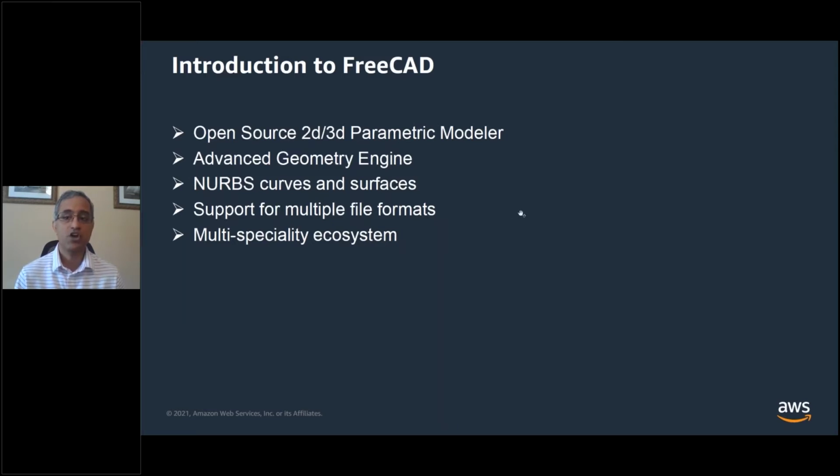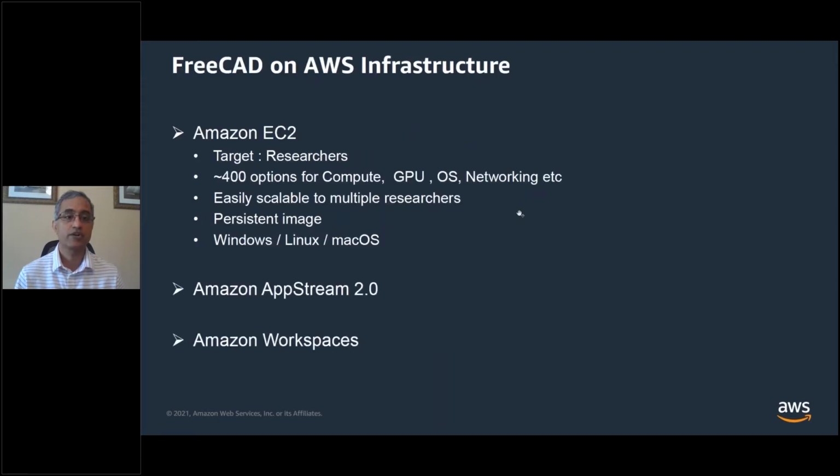So, what are some of the options for deploying FreeCAD on AWS infrastructure? First, we have Amazon EC2. Amazon EC2 is a service that provides secure, resizable compute capacity in the cloud. It is designed to make web-scale cloud computing easier for researchers and developers. Amazon EC2 offers the broadest and deepest compute platform with a choice of over 400 options in processors, storage, networking, operating system, and purchase model.